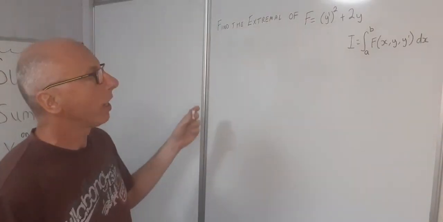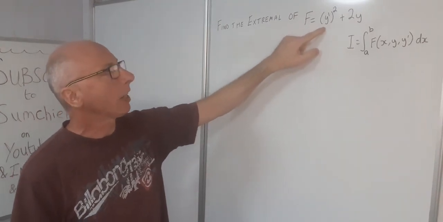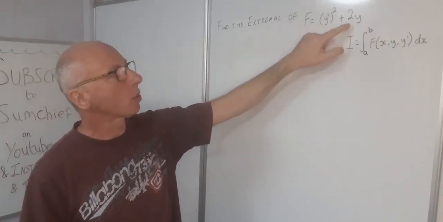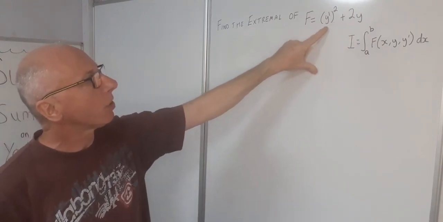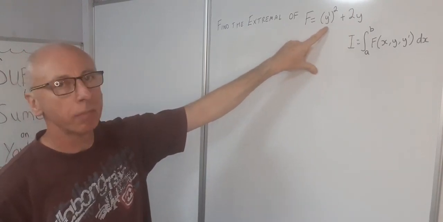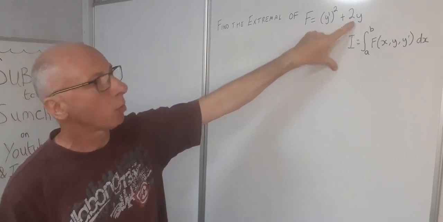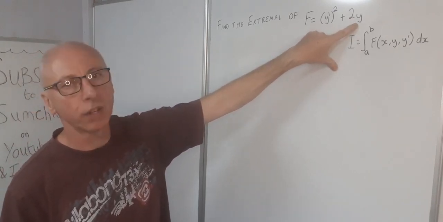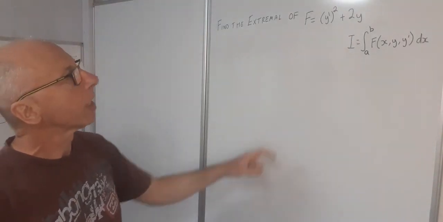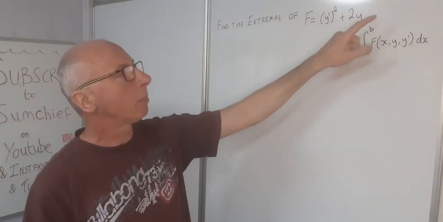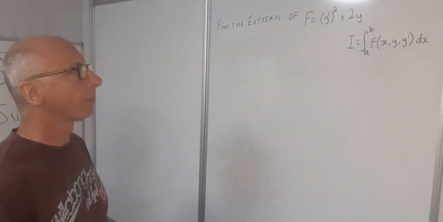Okay, so we've got a question here where we need to find the extremal of this function. F equals y prime squared plus 2y. Now we'll see here that the two functions involved are y prime, which is the derivative of y with respect to x, and 2 times y, where y is a function of x. So y is our dependent variable and x will be our independent variable. But you see here there's no x included in here.